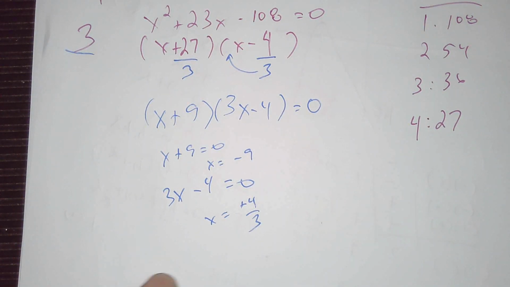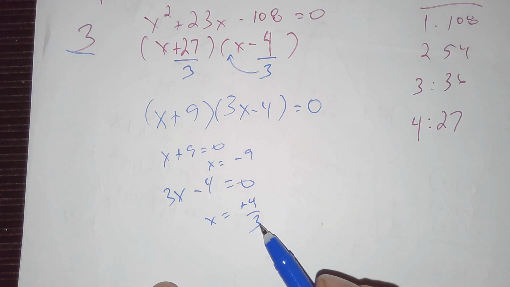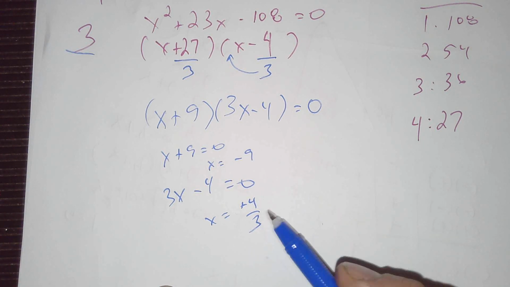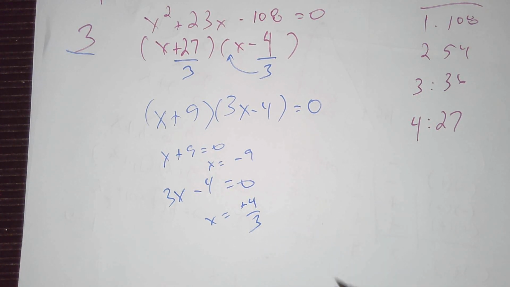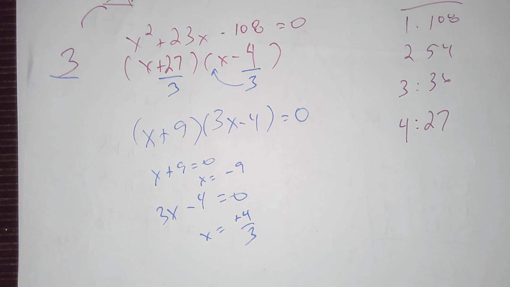And then if you want to find the vertex with this, you'd find the difference between 1 1/3 and negative 9, and then divide that by 2 and add it on to negative 9. That'd be the x value of your vertex. So I'm not going to do that just for the sake of time. Okay, so my x value is that.